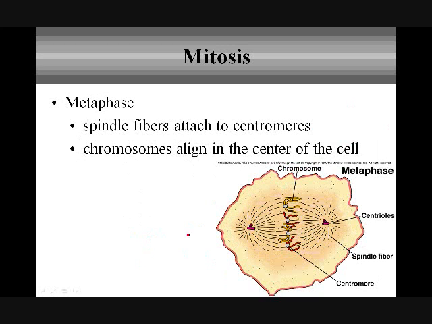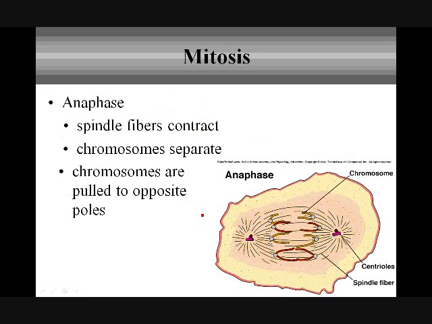We can then go into metaphase, and what's going to happen is that now the spindles are spanning the entire length of the cell, they're going to reach out and grab onto these centromeres, the center portion of the chromosome, and pull the chromosomes in line in the center of the cell. Meta, middle, right? So that's when we're lining up in the middle.